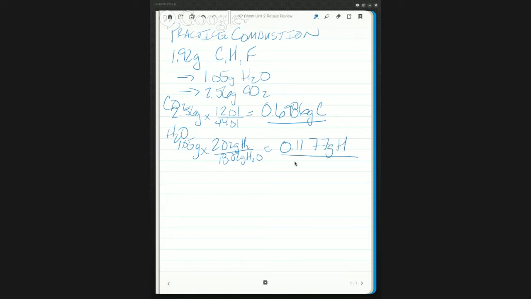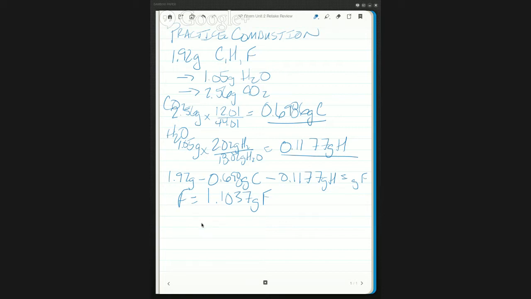So we have our carbon and hydrogen. We take our 1.92 grams and subtract the 0.6986 grams of carbon and the 0.1177 grams of hydrogen. This will equal our grams of fluorine. So 1.92 minus 0.6986 minus 0.1177, and the amount of fluorine is equal to 1.1037 grams of fluorine.